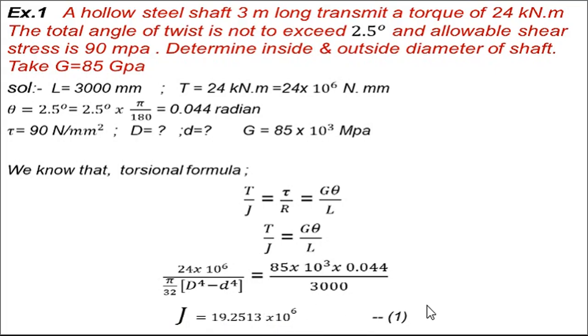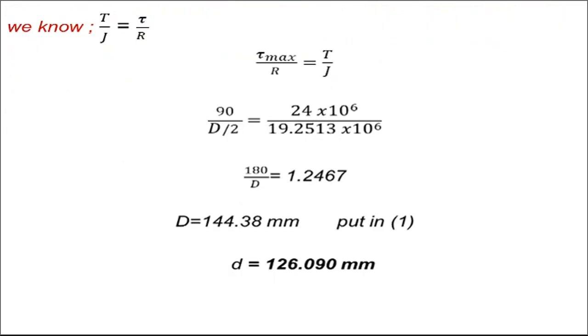So let us say this is equation number 1. Let us move further. We know again, as per the strength criteria, T upon J is equal to tau upon R. So tau max, obviously the allowable shear stress, divided by R, where R is the radius of the shaft, T is the torque applied, and J is the polar moment of inertia.